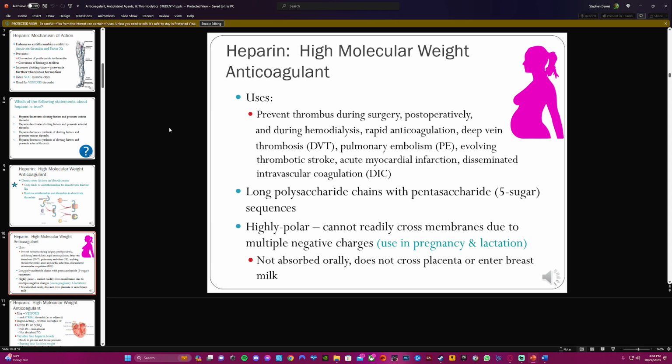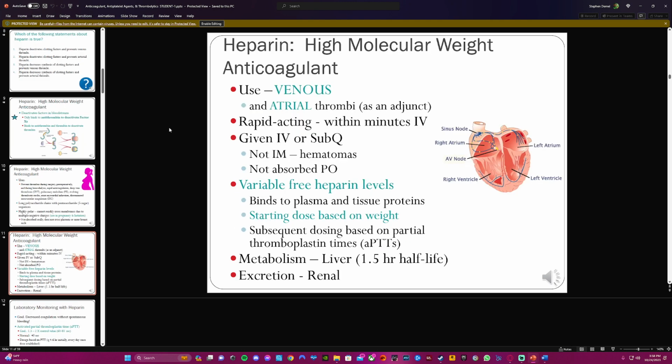It is a long polysaccharide chain with pentasaccharide five-sugar sequences. It's highly polar and cannot readily cross membranes due to multiple negative charges. It is used in pregnancy and lactation: not absorbed orally, does not cross the placenta or enter breast milk. The use for high molecular weight anticoagulant heparin is venous and atrial thrombi as an adjunct.